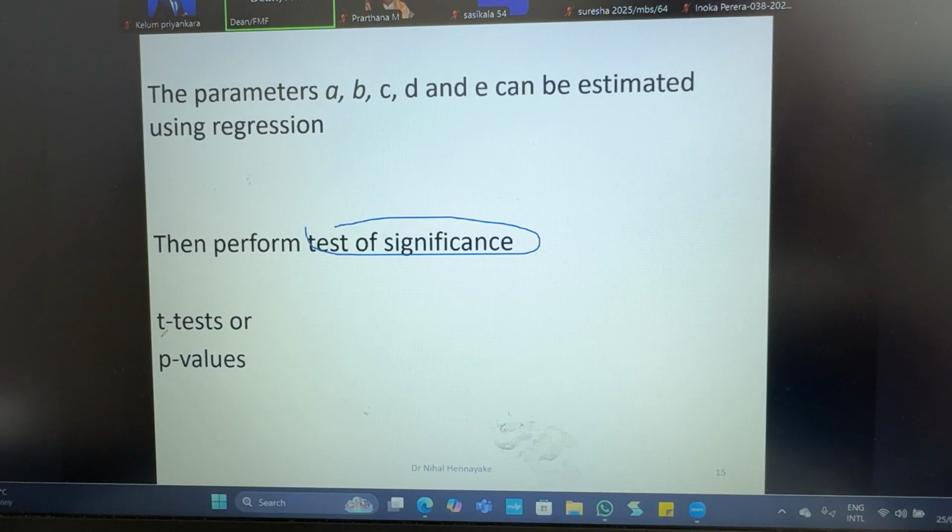Here we have two types of tests. One is the simple t-test, called the student t-test. Simply it is the t-test. And the other one is the p-value test. So don't worry, I will discuss both with you. Before discussing all these things, I will not give any assignment.